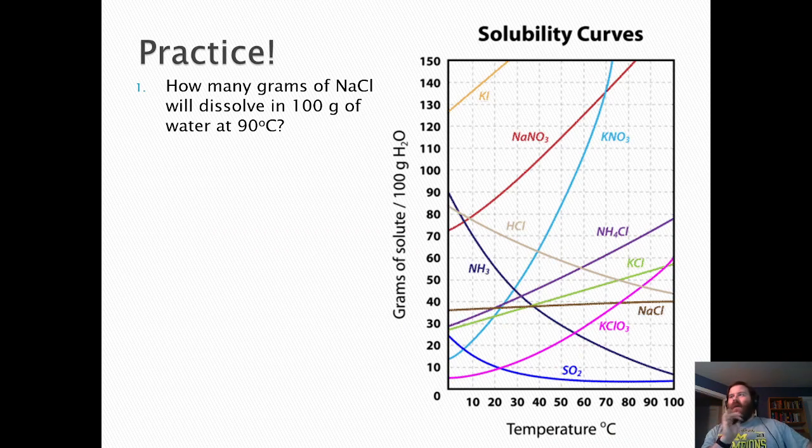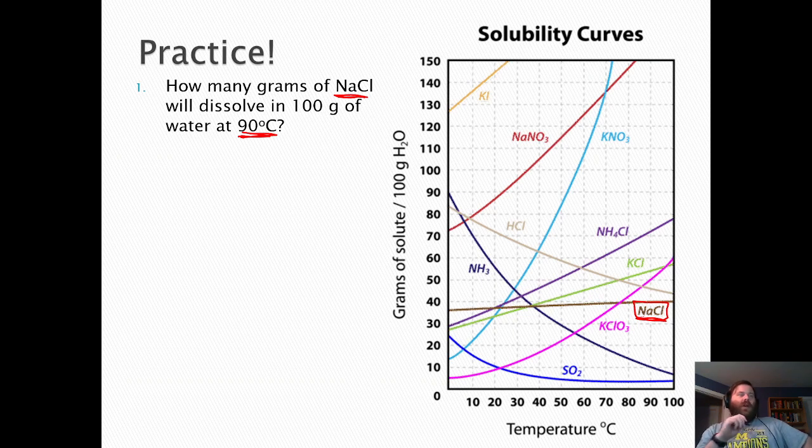Just reading this graph. How many grams of NaCl, sodium chloride, will dissolve in 100 grams of water at 90 degrees Celsius? So you can see it's talking about 90 degrees and about NaCl. Let's find NaCl. Here it is, down here, on this very flat line, which is kind of unique. You can see that for most other ones, the line isn't very flat.